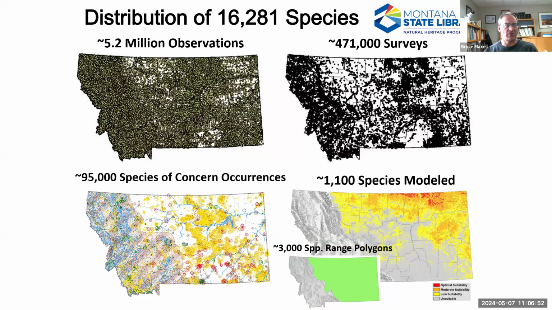I wanted to also draw your attention to the models in the bottom right there. We basically make these models to show on the landscape, at a landscape scale, what the suitability of the habitat is. Managers have told us that they really value breaking that into 4 categories: unsuitable, shown in gray, low suitability, shown in yellow, moderate suitability in orange, and optimal suitability shown in red. And they use those to make their management decisions.